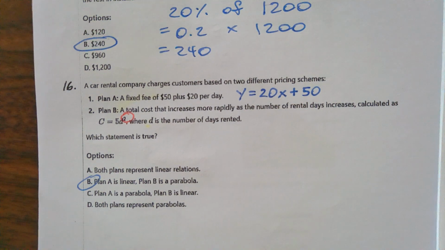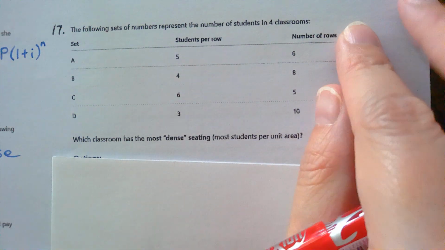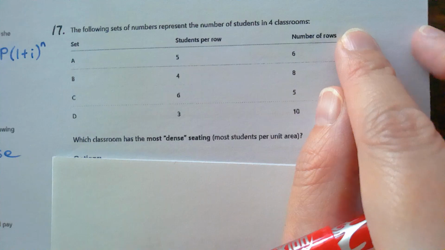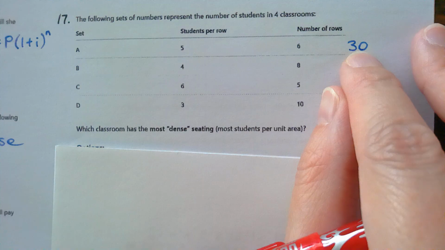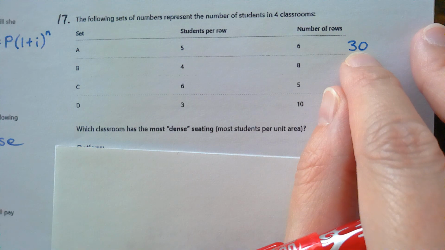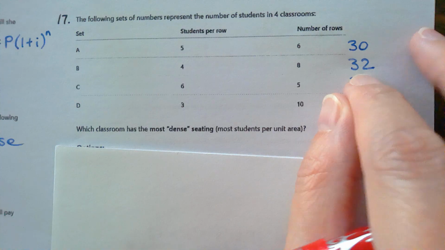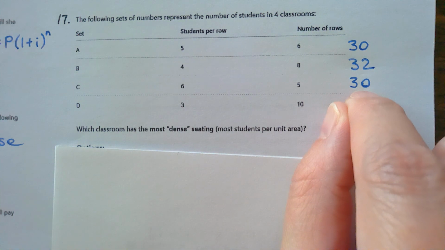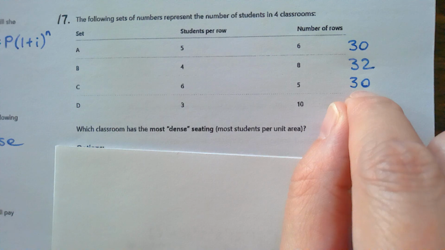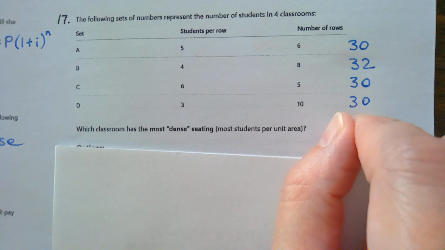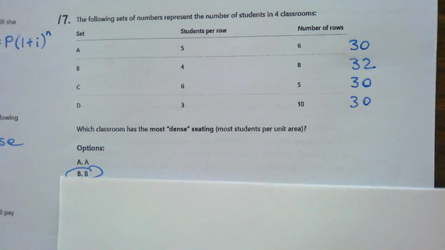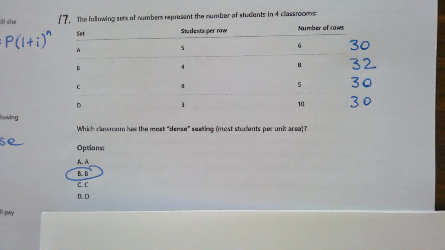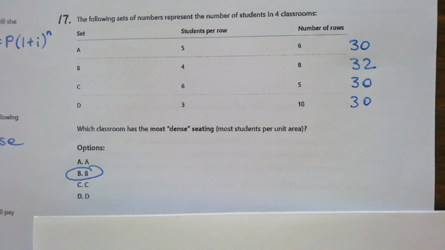Okay, Zachary, back to you. 17. How many students are in A? Okay, what about B? 32. C? 30. And then D? So which classroom seems to be most dense? B, yeah. So crowded, most crowded, basically. Sure.